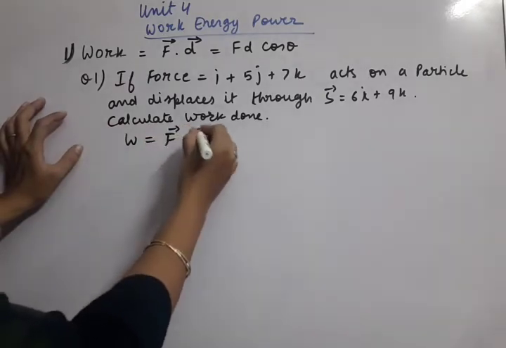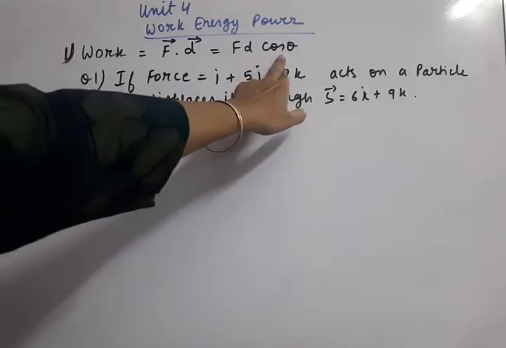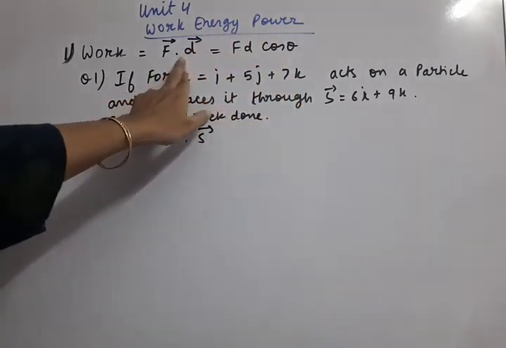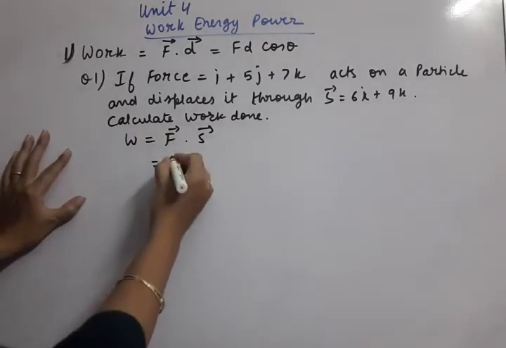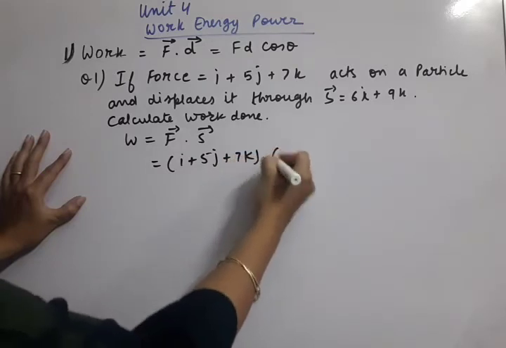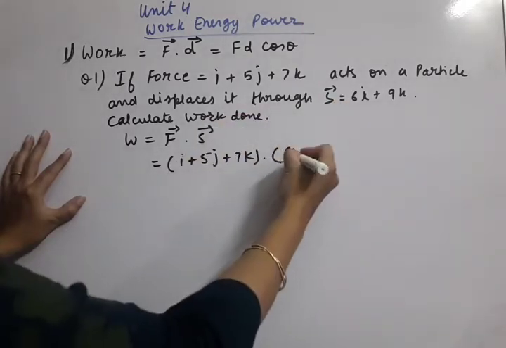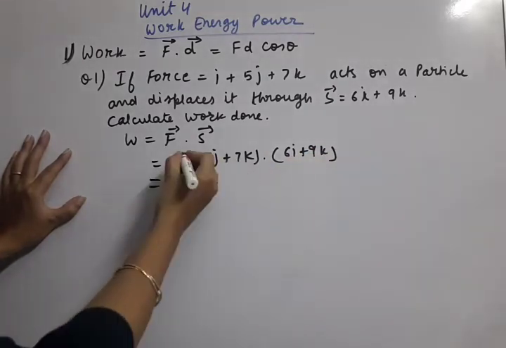F dot displacement, simple dot product. We will not apply the cos theta formula now. We will apply the first formula, F dot D. So we have to simply do the dot product of F and S. F is i plus 5j plus 7k, dot displacement S is 6i plus 9k. Let us do the dot product, which we have already done.